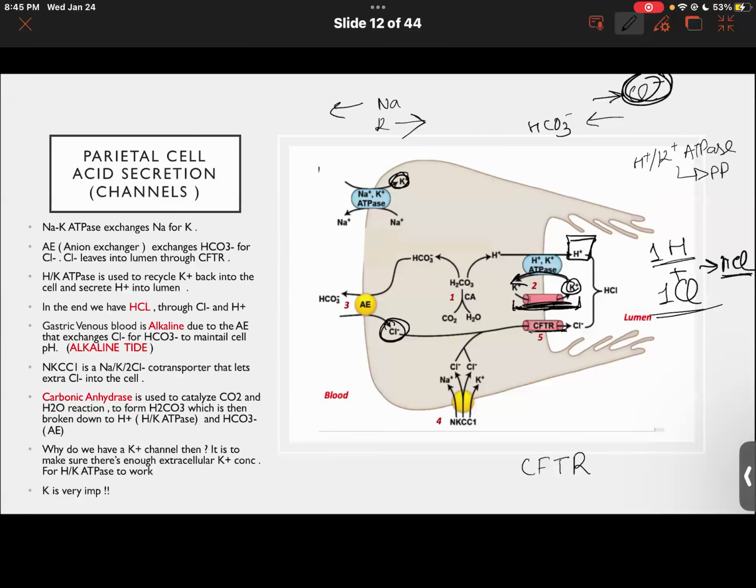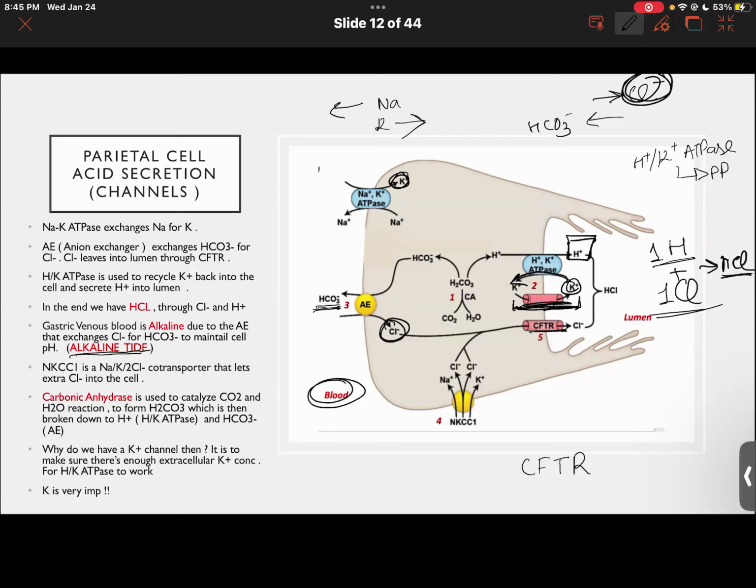But there's a few other things that we need to talk about. So you notice how this bicarbonate is leaving the cell, is going into the blood, because chlorine is coming into the cell. So eventually, in the gastric system, there's going to be so much bicarbonate in the blood that the blood is going to become alkaline, because HCO3 minus is an alkaline substance. It's not acidic, it's alkaline. And this is called alkaline tide.